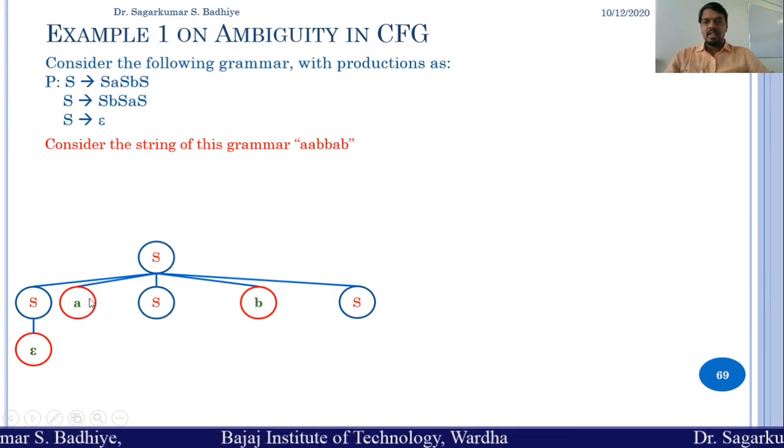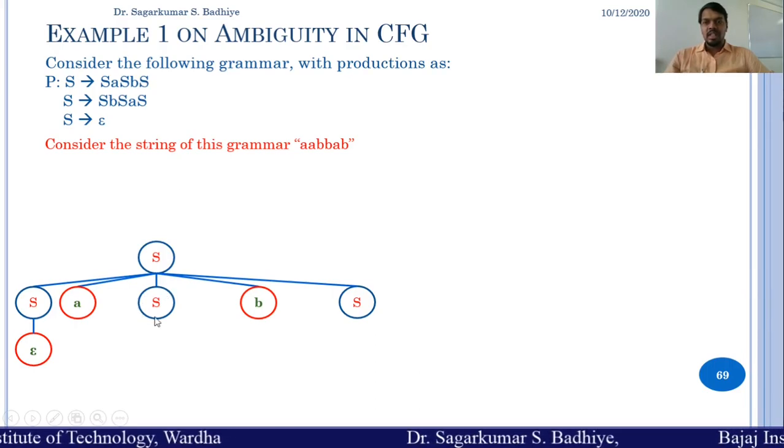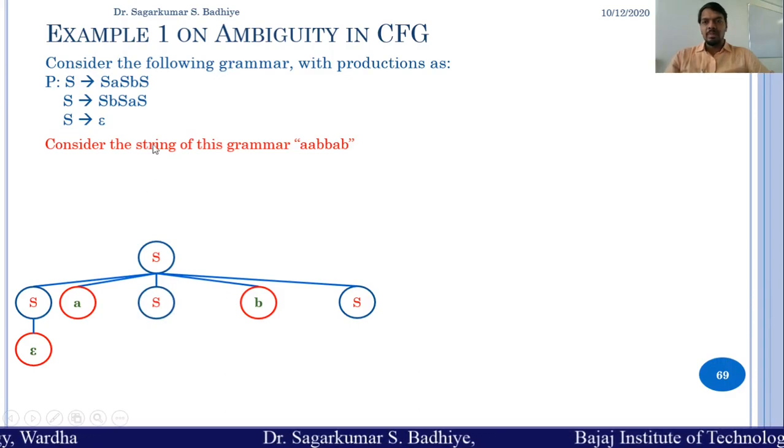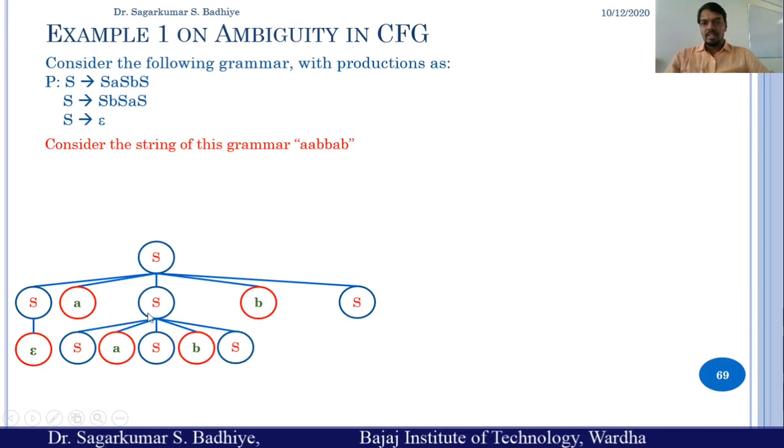So after this a there should be another a. So another string, or the production rule which is deriving a at the start, is again the first production rule. So this second S, which is the leftmost non-terminal now, would be replaced by the first production rule, or it would derive to the first production rule again. So we replace this S with SaSbS.